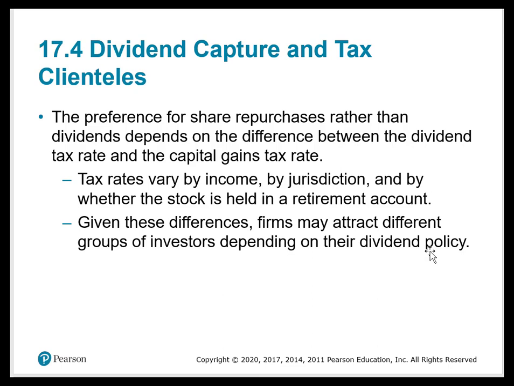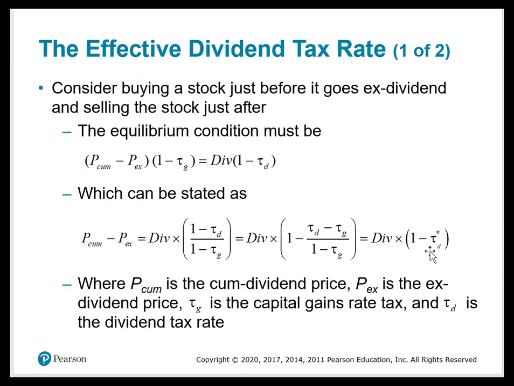There's lots of reasons why this might attract different groups. So that leads us to thinking about something called a clientele effect, right? Where the company is going to maybe attract people that want certain kinds of returns, not amounts of returns. So let's first start talking about the effective dividend tax rate.